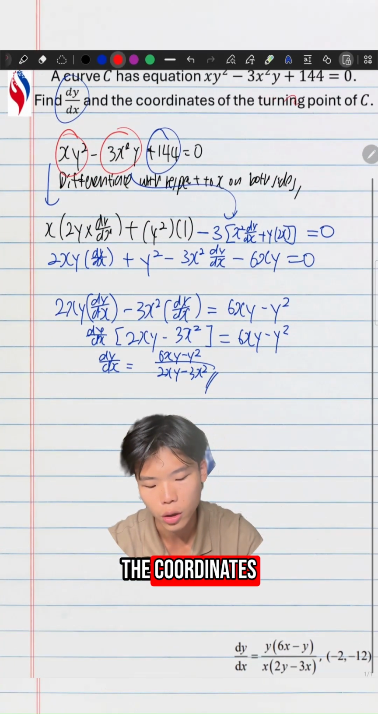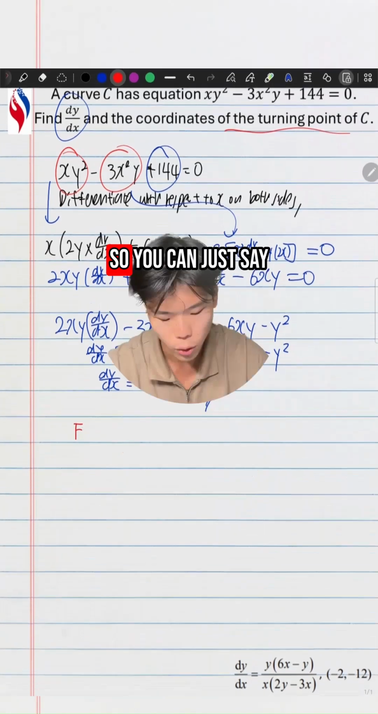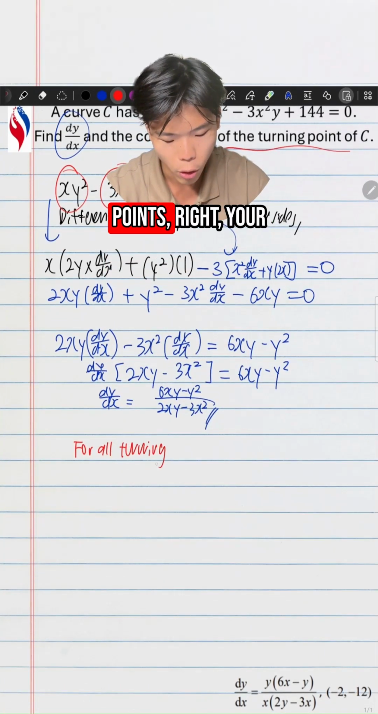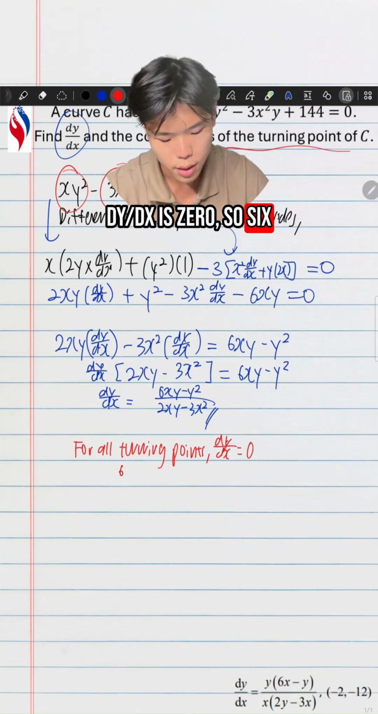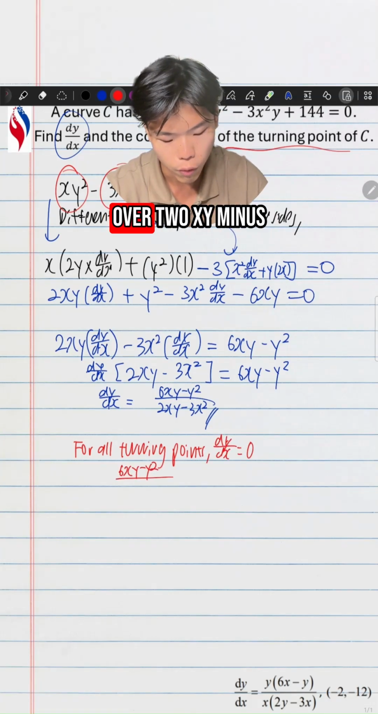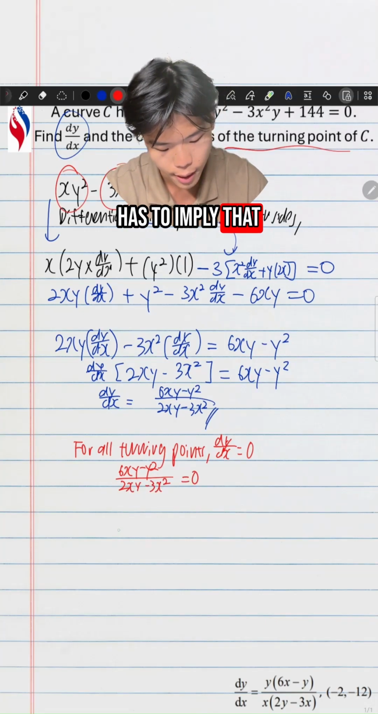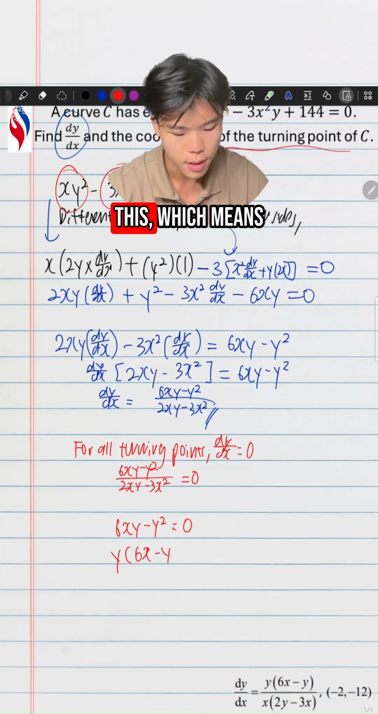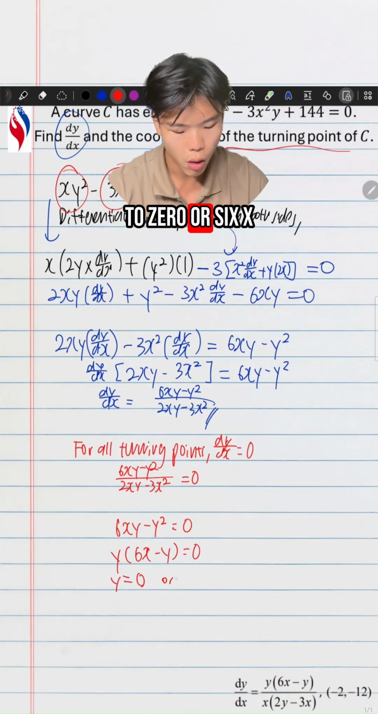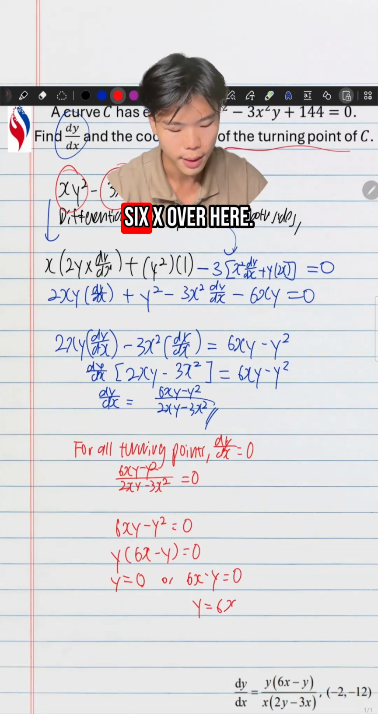Now, how do we find the coordinates of the turning point? You know that for a turning point, dy/dx is 0. So (6xy minus y squared) over (2xy minus 3x squared) equals 0, which implies that the numerator equals 0. Factorizing out the y, we get y(6x minus y) equals 0, which means that y equals 0, or 6x minus y equals 0, which we can rewrite as y equals 6x.